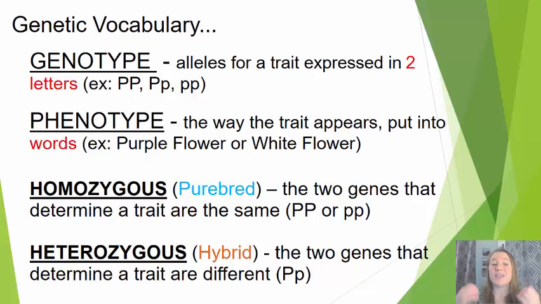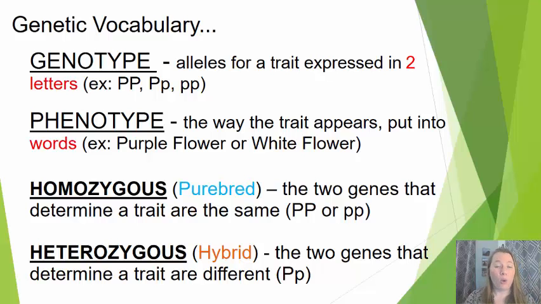Now, phenotype is again the physical characteristics, and these are usually described with words. So the color of the eyes, or purple flower versus white flower. Homozygous and heterozygous are ways to describe the genotype. We could have a homozygous genotype, meaning that both copies of the gene are for the same allele. So we would have two copies of the dominant allele, or we could have two copies of the recessive allele.